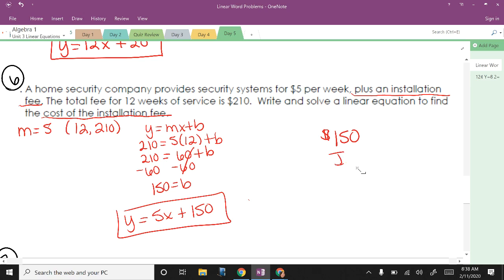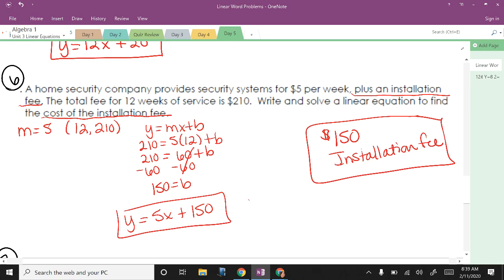Isn't that cool? Because I didn't give you anything else to plug in, did they? Does that make sense? I do say that a lot, don't I? So when you found B on this one, you did find the installation fee. Who figured that out on their own? Oh, y'all are so smart. So smart. Albert Einstein. Y'all are geniuses.